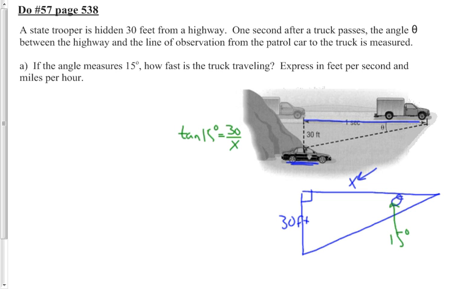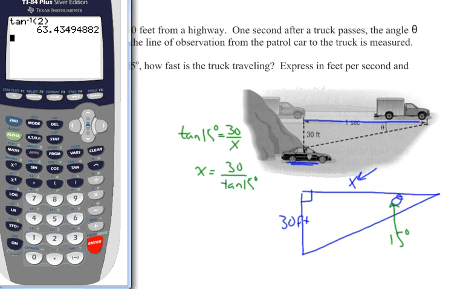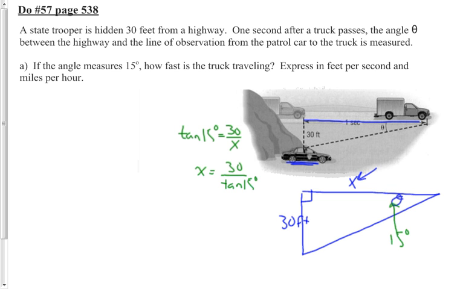Okay, the x is in the denominator, so to solve this, I'm going to have to switch those around. So x will equal 30 divided by the tangent of 15 degrees. So we'll plug that in: 30 divided by the tangent of 15 degrees. And we're going to get 112 feet. So x is equal to 112 feet.